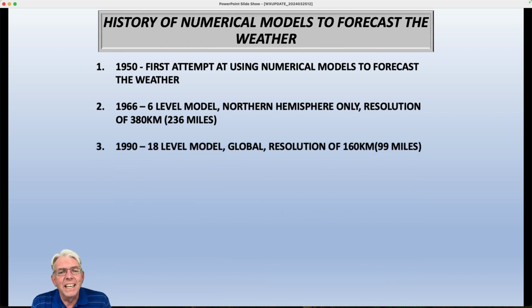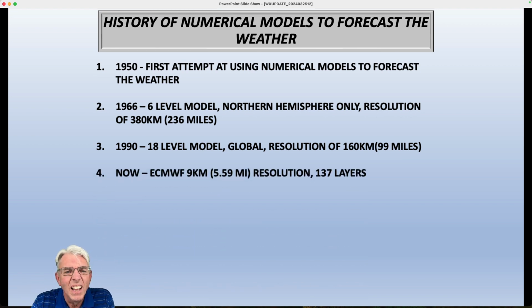By 1990, an 18-level model with global resolution, not just one hemisphere, but both, had a resolution of 160 kilometers or 99 miles. So we're getting better, but it is still very much looking at large scale things and not individual things like thunderstorms.